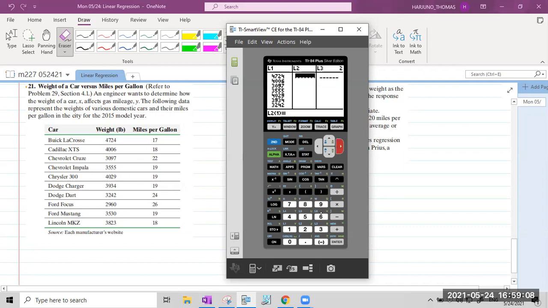Now let's see the mileage. This is 17, 18, 22, 19, 19, 19 again, 24, 26, 19, 18. So I key in the data.